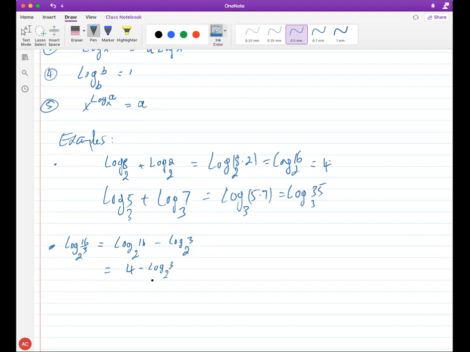Kind of like we did with the radicals. Sometimes not every radical has a value, so if it's something like this, for example, this is a decimal, we'll leave it like this. So in this case, this is equal to 4 minus log base 2 of 3.